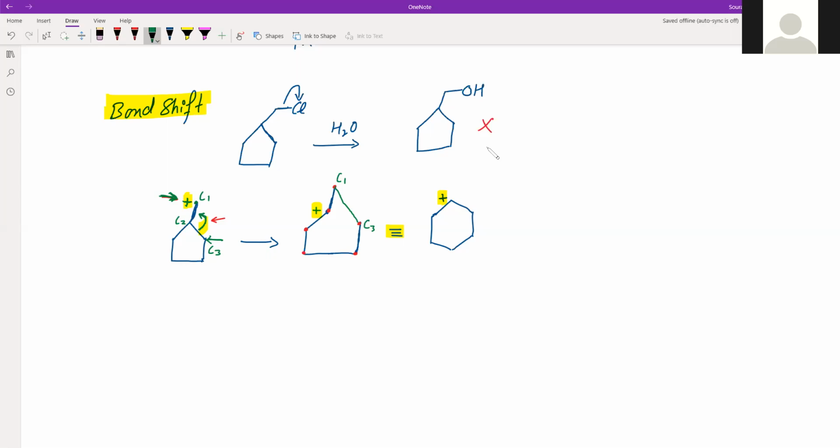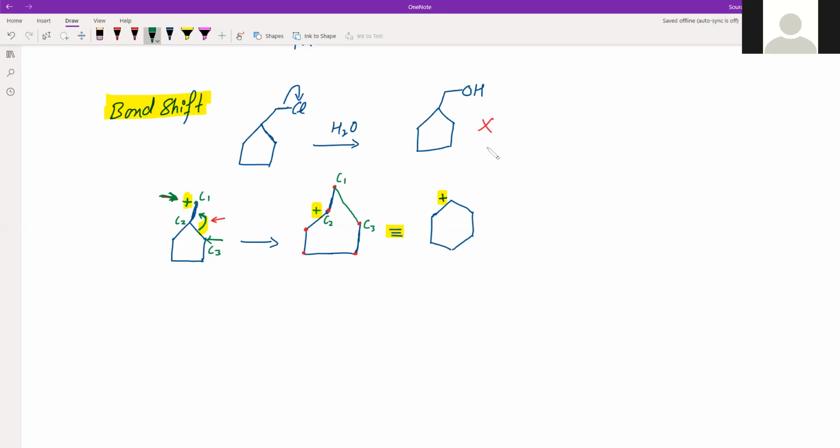Now, obviously, from where did C3 get its electron? It got its electron from C2, right? So C2 has lost its electron, and because C2 has lost its electron, that C2 will have a positive charge now. So the positive charge which was there on C1 has now shifted to C2, right? And a bond is formed between C1 and C3.